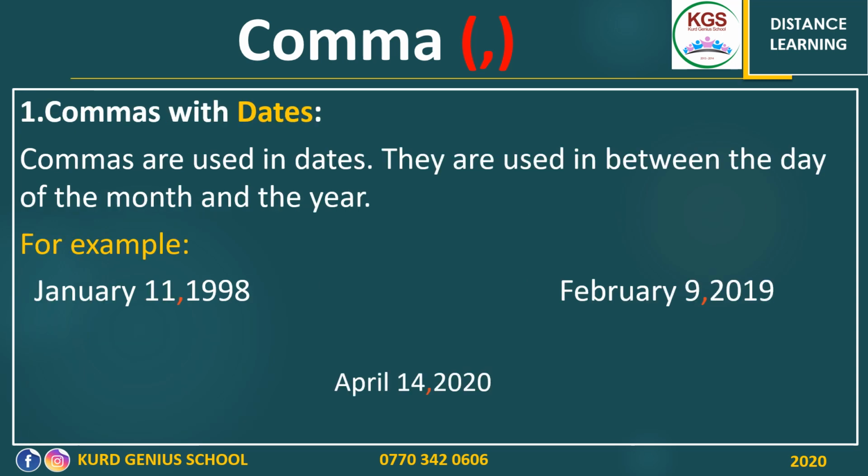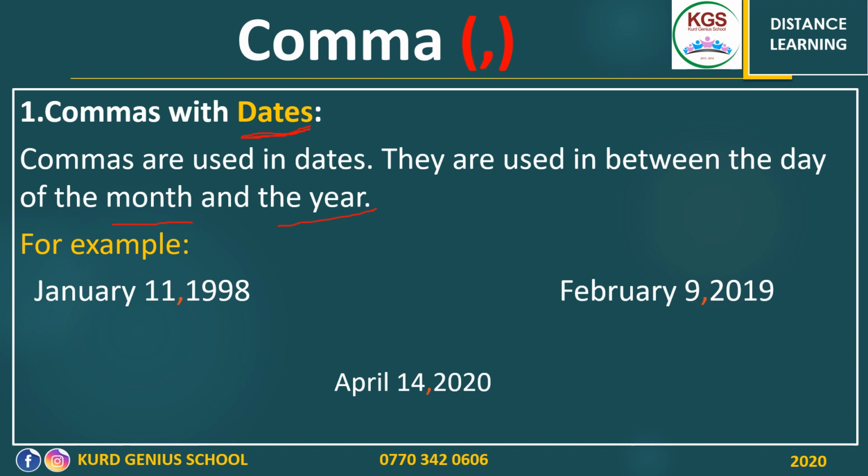Number 1, commas with dates. Commas are used in dates. Let's see how we use commas in dates. They are used in between the day of the month and the year, which means that we put a comma in between the day of the month and the year.